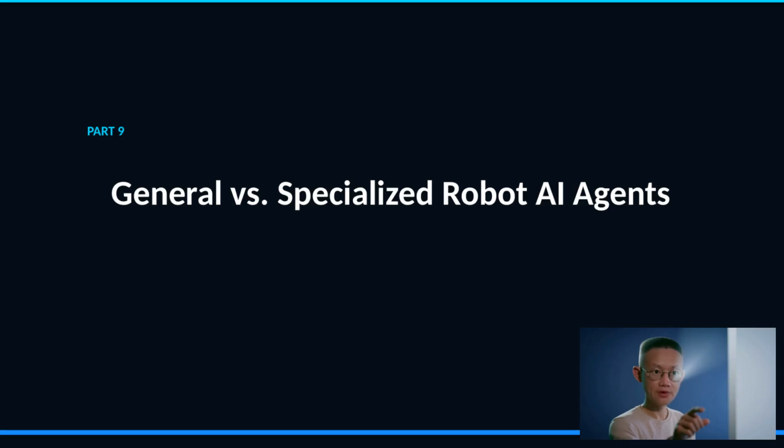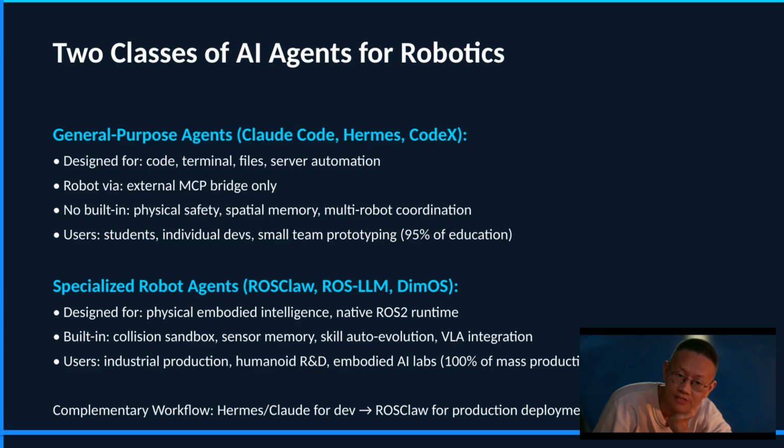Part 9, General versus Specialized Robot AI Agents. General agents like Hermes and Claude Code serve development and education. Specialized agents like ROS Claw serve industrial production with built-in safety and multi-robot coordination.